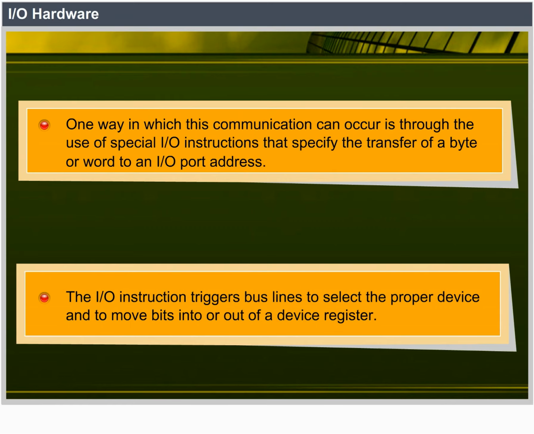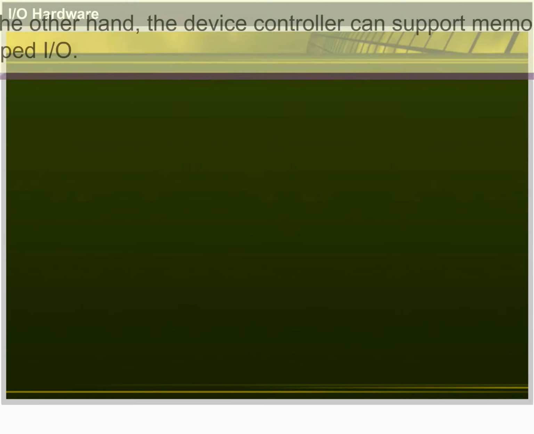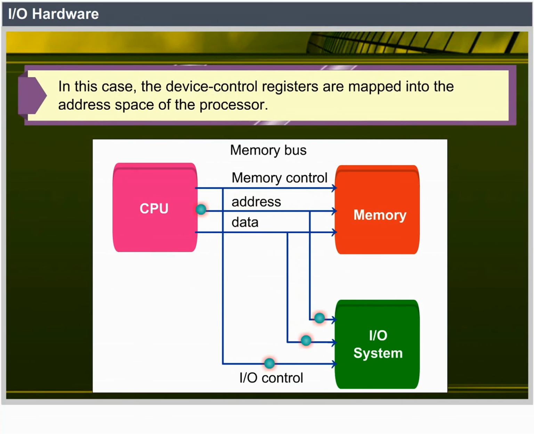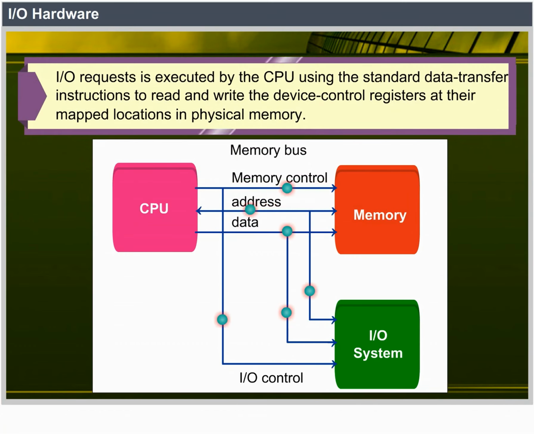Alternatively, the device controller can support memory-mapped input-output. In this case, the device control registers are mapped into the address space of the processor. The CPU executes input-output requests using the standard data transfer instructions to read and write the device control registers at their mapped locations in physical memory. Some systems use both techniques. For instance, PCs use input-output instructions to control some devices and memory-mapped input-output to control others. The figure shows the usual input-output port addresses for PCs.